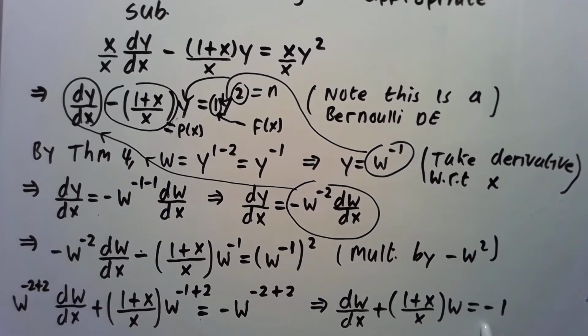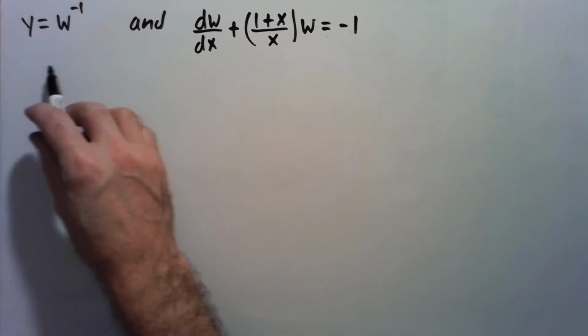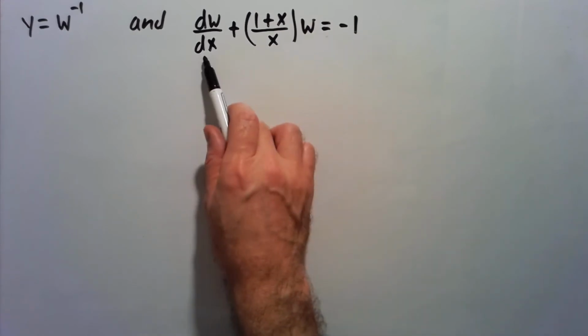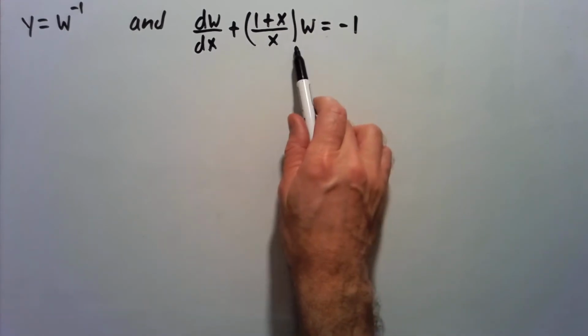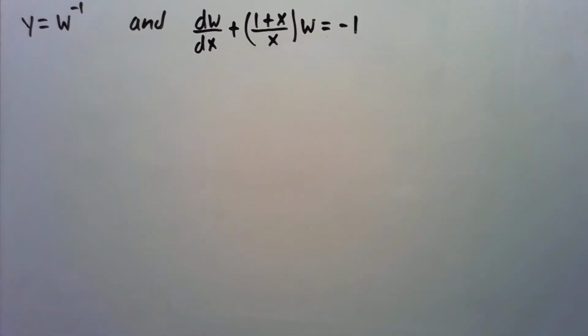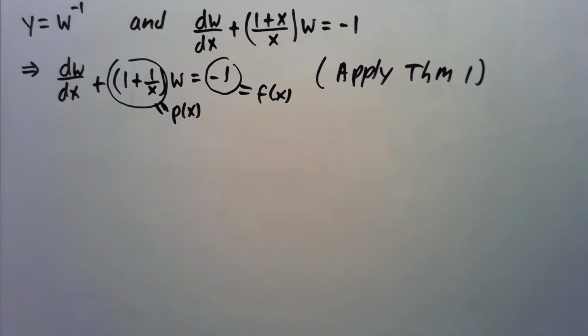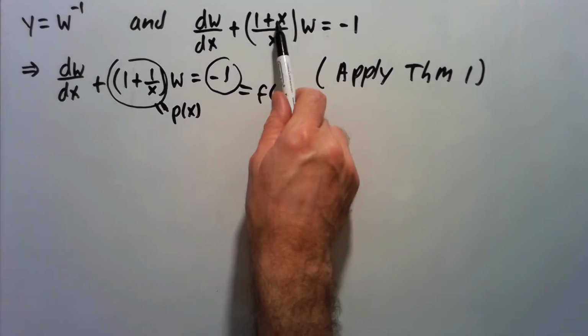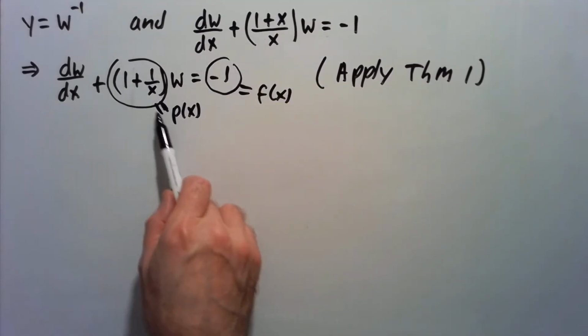Okay, so I'm out of space, so let me erase a few things and we'll keep going. Okay, so summarizing, we have the substitution y equals w to the minus 1, and this is our new differential equation after making the substitution. This is a linear differential equation, so we're going to use theorem 1 to figure this out. First, I'm going to rewrite this. I'm going to break up this fraction. I broke the (1 plus x) over x up as x over x, which is 1, plus 1 over x here. That's my p, and this is my f.